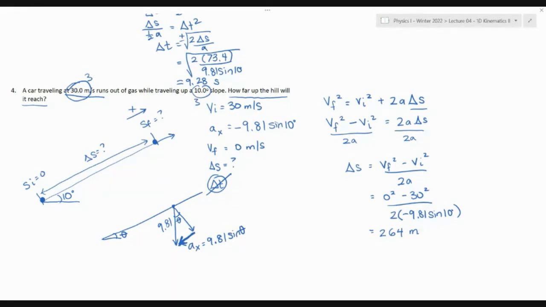Okay, so V final is 0 in this question, Sonia, because the car starts off at the bottom of the ramp and it says, how far up the hill will it reach? So the question is really saying, how high up the hill will it get to before it comes to a stop? So that's why V final is 0. If something is going up a hill and it says, how far is it going to go? It implies how far does it go before coming to a stop? Because if it hasn't come to a stop yet, then it's still going up higher and higher. So V final is 0 for that one. Does that make sense, Sonia?